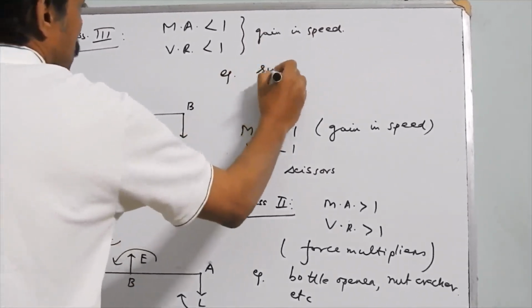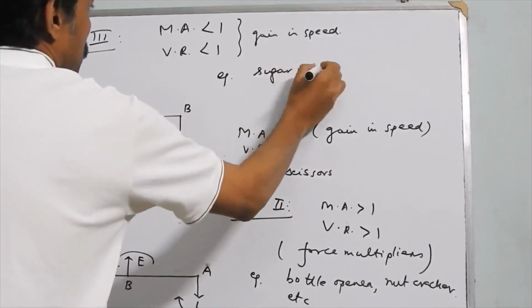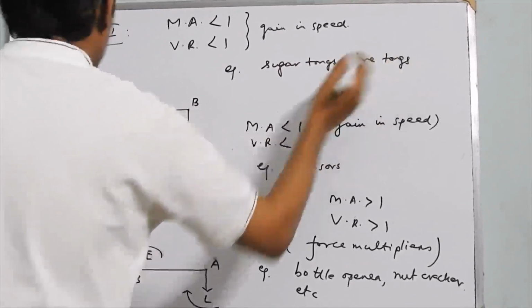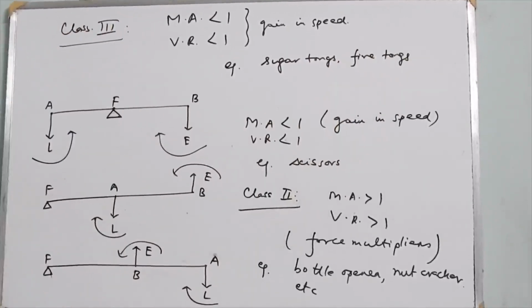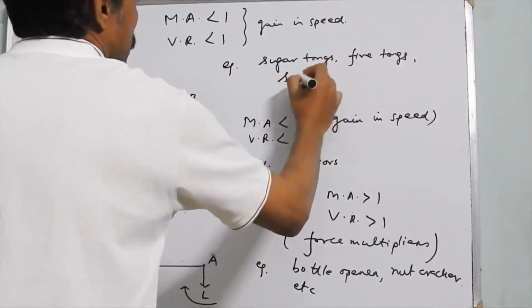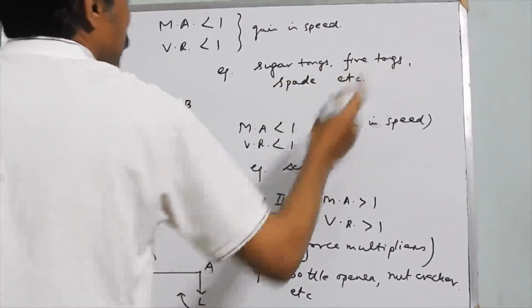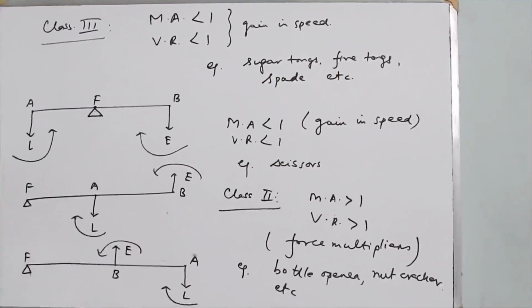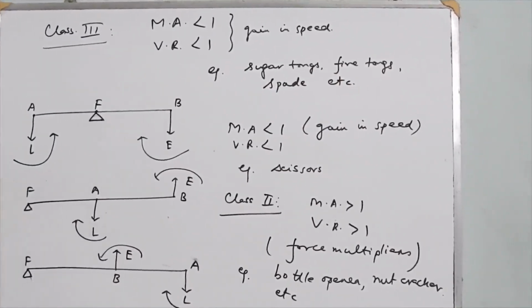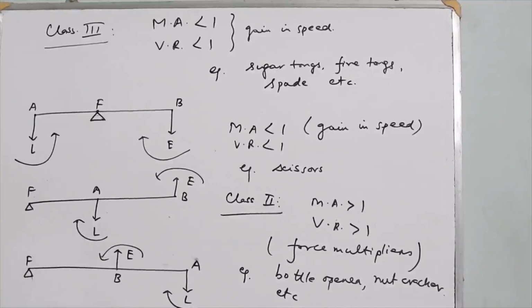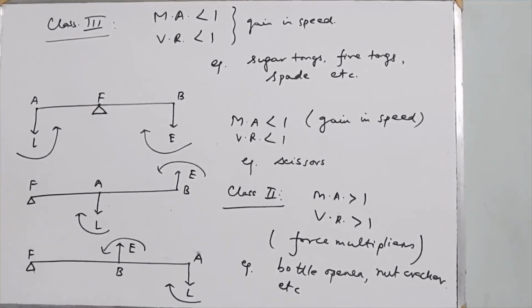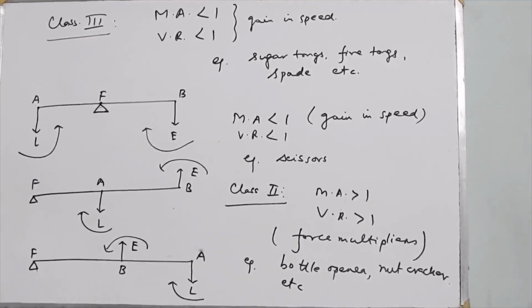sugar tongs, fire tongs, and many more. Spade, etc. You will get a variety of such examples in different textbooks. But you have to remember the basic principle and the utility of the levers on the basis of their mechanical advantage and their velocity ratio.